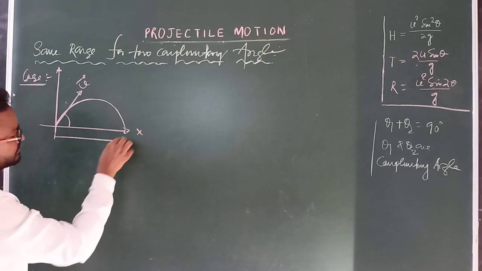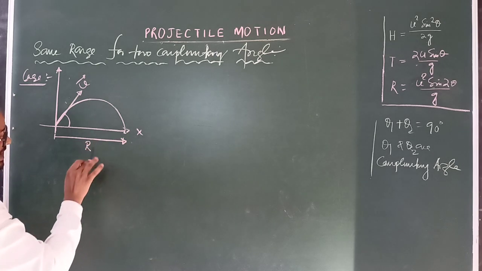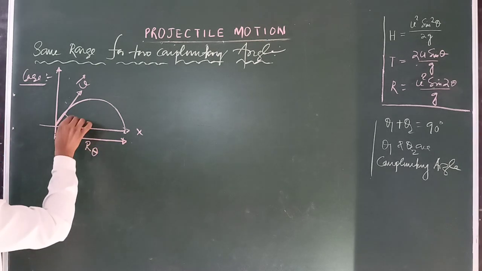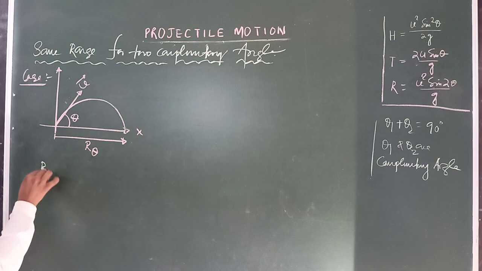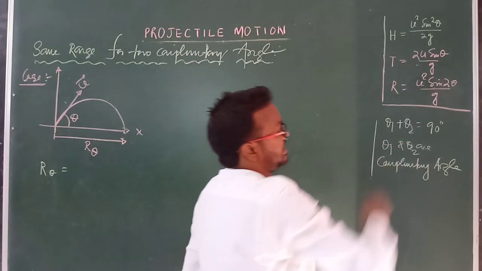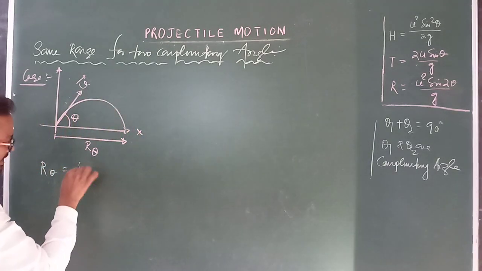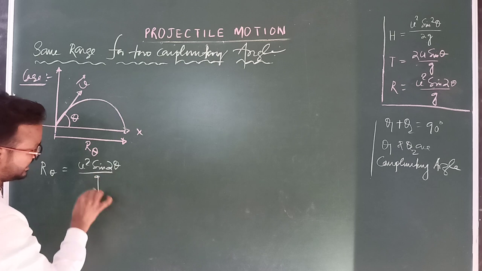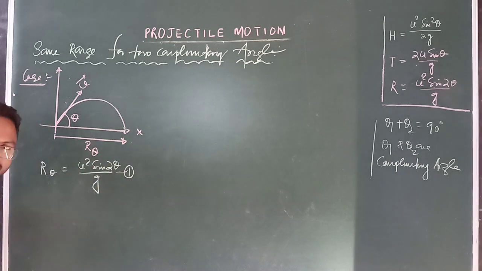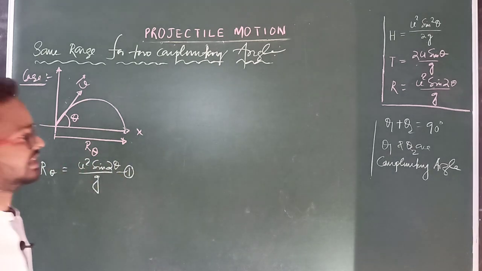This is the range R, that is, I am writing here R theta, when we project at an angle theta. So in this case the range can be written R theta, and the formula of range is u square sin 2 theta by g. This is expression 1. So what is a complementary angle?